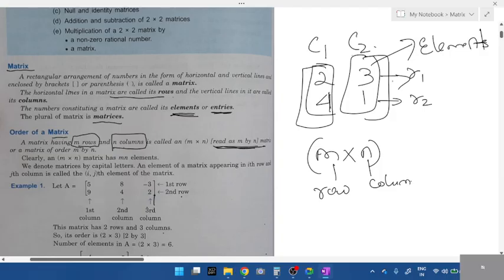So tell me how many rows are there? 2 rows, right? How many columns are there? 2 columns. So you have to write 2 into 2 as the answer. This is known as order of matrix, 2 into 2.